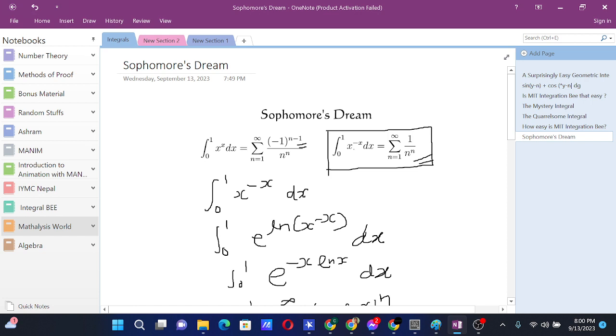Now this is one of the famous integrals, considered to be the dream of a sophomore. So it's not a dream anymore, since you know how to prove this.